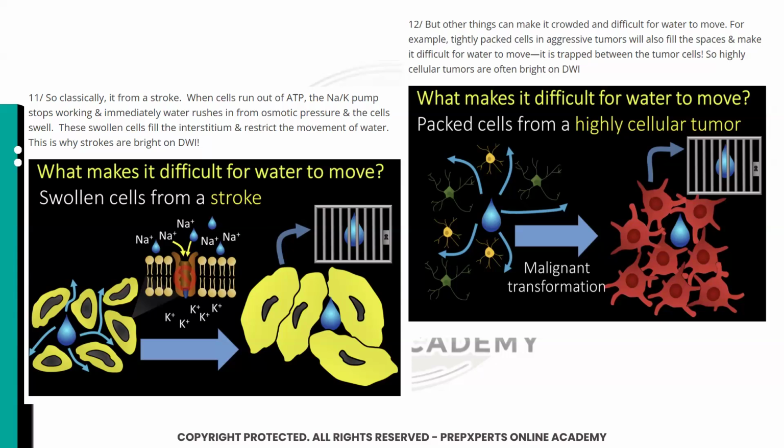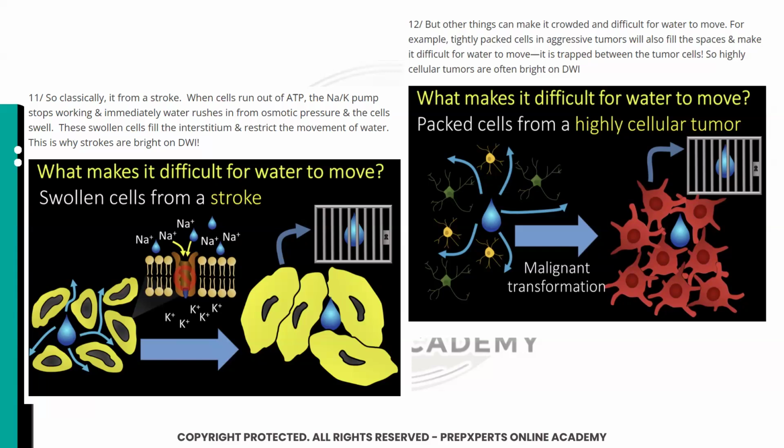So these are two things that you need to keep in mind, that if they tell you in the exam that something is there which is brighter on DWI, then there are two phenomena that should be in your mind. Either it's stroke, because the cells have swollen because of the restricted movement and water has moved into the interstitium, or the cellular load is so high that the water is unable to move because of a very high number of cells in a certain area, which is also restricting the water movements.